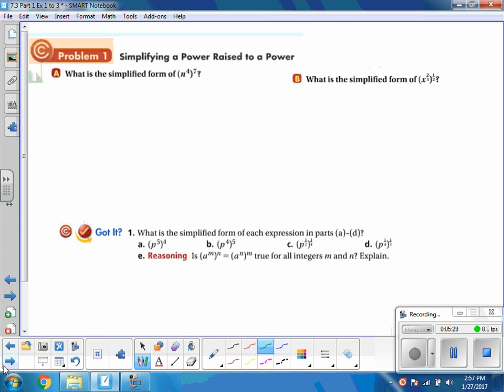Exciting stuff. All right, simplify the power. So let's try these out. So this represents n to the 4 times 7.